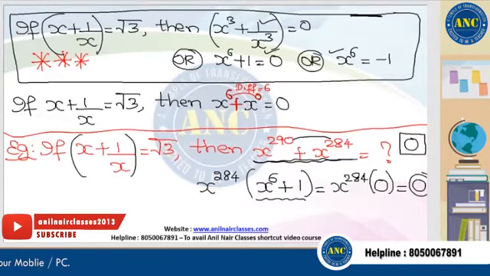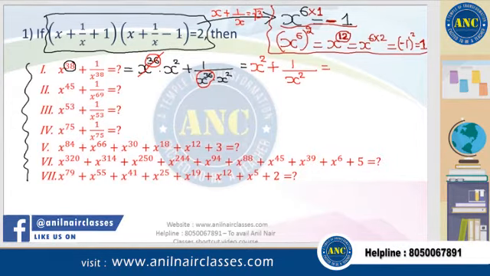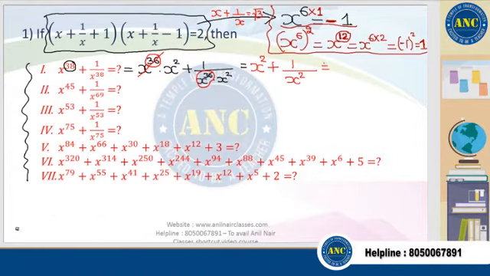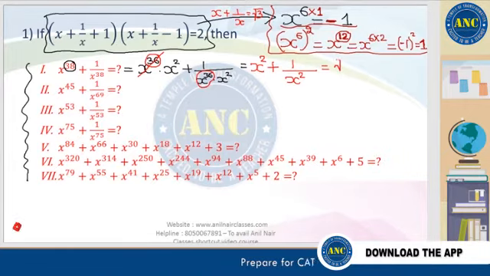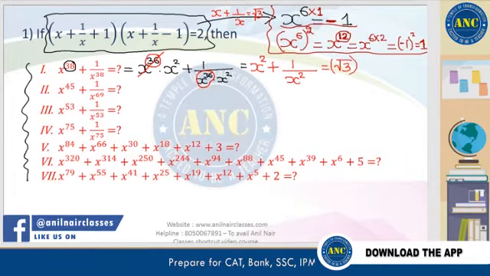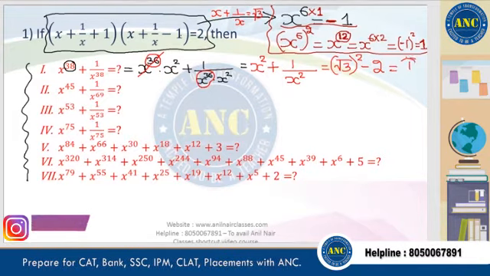That means we know the value of x + 1/x as root 3 in this question. They are asking you to find the x^2 + 1/x^2 value. It is very simple. When you know x + 1/x as root 3, x^2 + 1/x^2 is k^2 - 2. Root 3 whole square minus 2. It is 3 - 2. Answer for this question is 1.